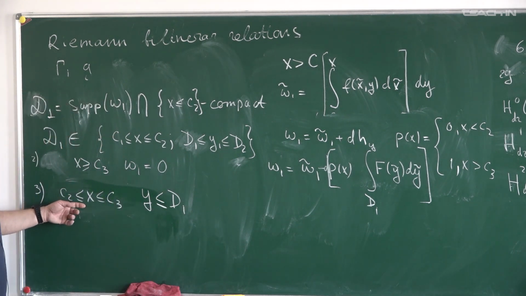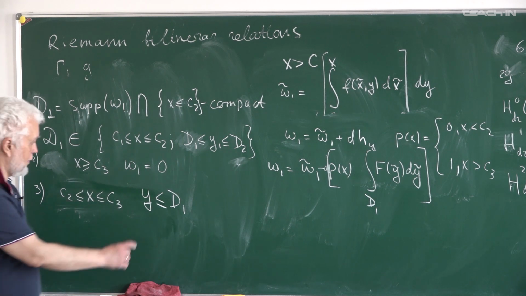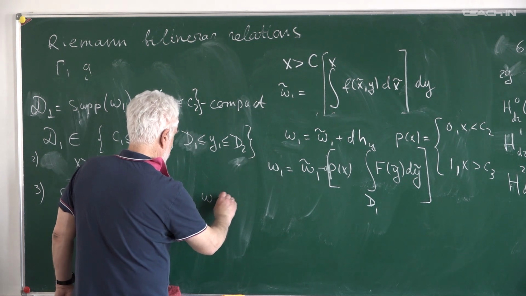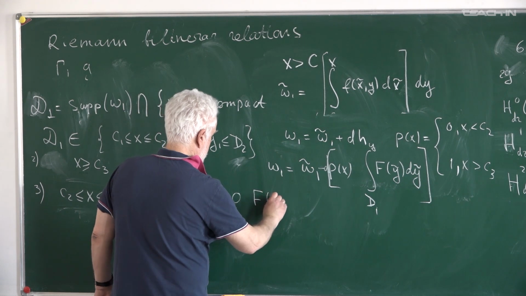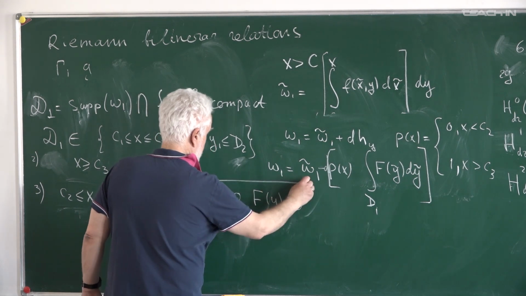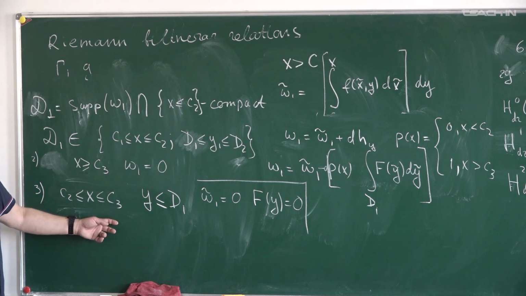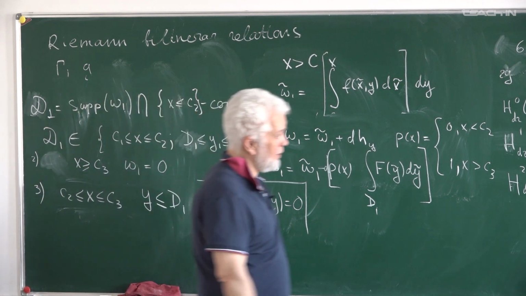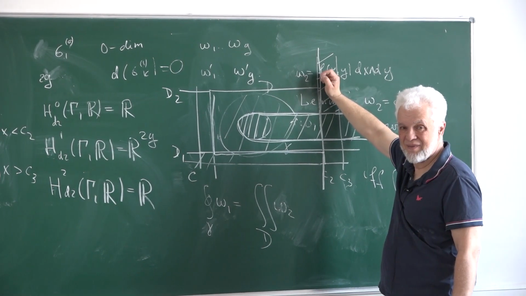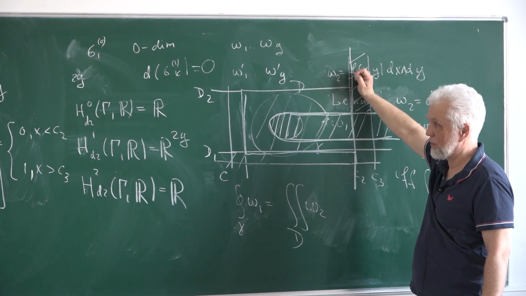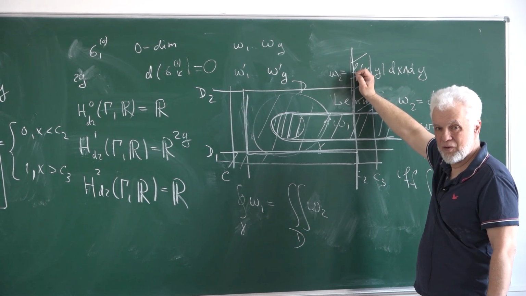In this area, what happens? By definition, in this area it is 0, and you see, it's okay. So, the only area where we may have problems is this one. It's the only problem. The only area is this one.